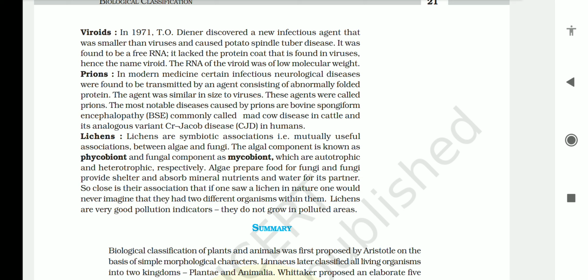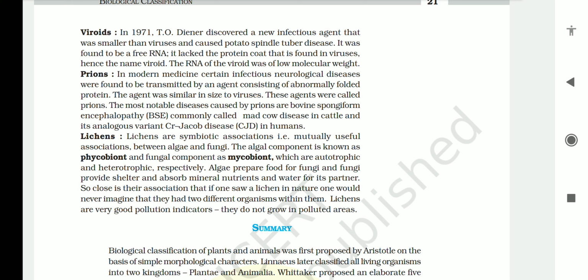Prions. In modern medicine, certain infectious neurological diseases were found to be transmitted by an agent consisting of abnormally folded protein. The agent was similar in size to viruses. These agents were called prions. The most notable diseases caused by prions are bovine spongiform encephalopathy, that is BSE, commonly called mad cow disease in cattle, and its analogous variant Creutzfeldt-Jakob disease, that is CJD, in humans.